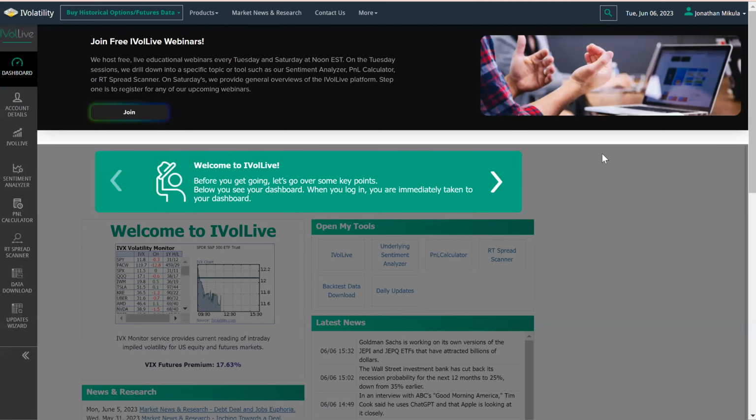Let me get the Zoom toolbar out of the way. I'll record this as well, so that our team can edit it and shoot it to everybody.